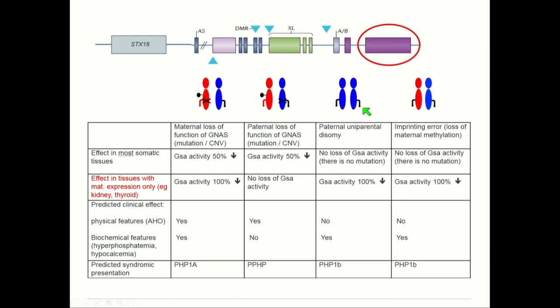If you've got one of these two disorders, paternal uniparental disomy or an imprinting error, in most somatic tissues, well, there's no mutation, there's no problem. But the effect in the maternal only tissues, like the kidney and the thyroid, there is complete loss of activity of this protein. Therefore, you don't have the physical features, but you have the biochemical ones. Therefore, what you would expect to see is something called PHP1B, where the children look perfectly healthy, but they've got hypophosphatemia, hypocalcemia. So that's what you're expecting to see. This is quite rational, really, and it simply arises from the fact that this gene GS alpha is only expressed maternally in a subset of tissues.